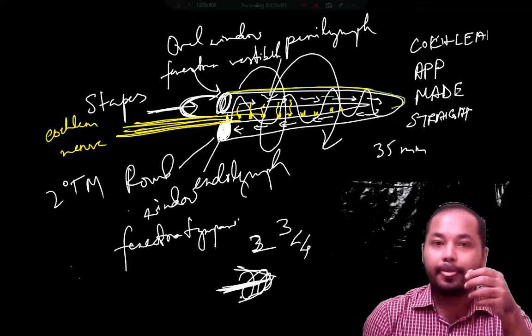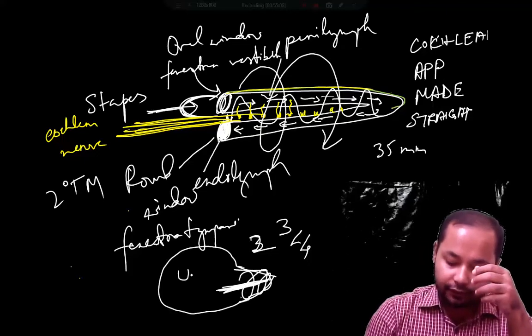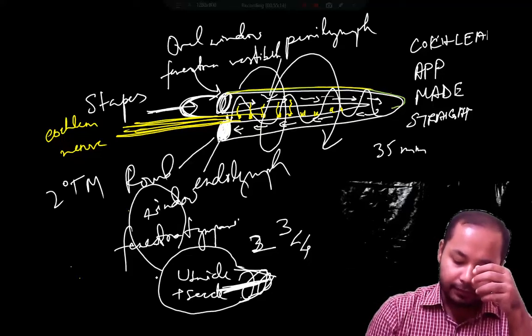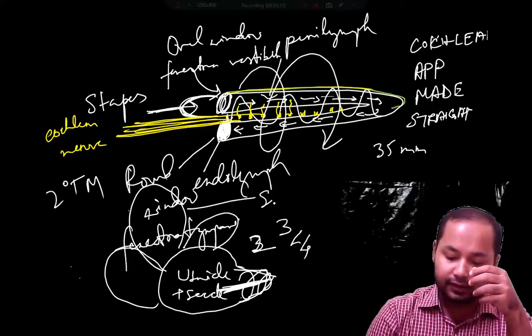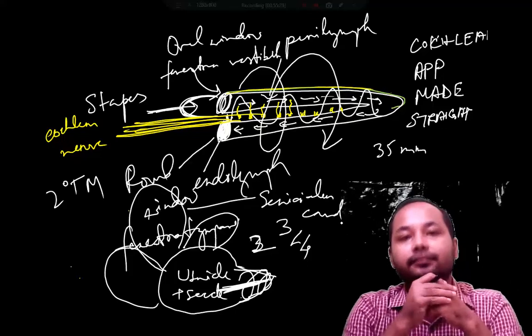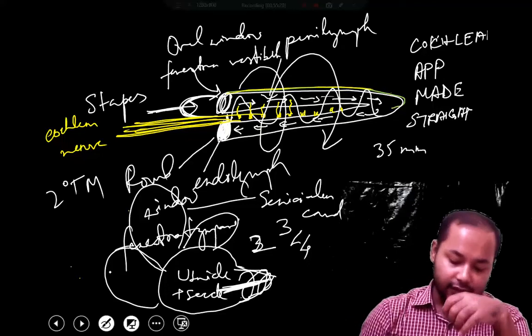On the back side of the cochlea you have the utricle and saccule, and on their posterior parts you have 3 rings. These are called the semicircular canals. So this is the entire thing. Okay, now let us advance to the slides.